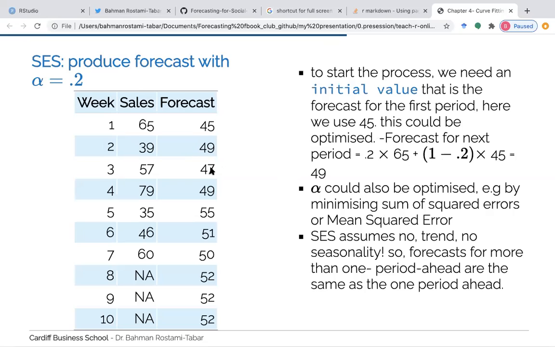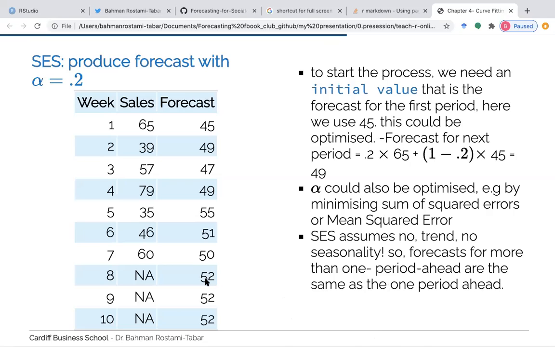And of course this is a recursive process. I can go on and continue doing this up to here, right? So here, the forecast for this period is alpha times 60 plus 1 minus alpha times 50, and I get 52. Now, as you can see, I have 3 periods to forecast: 8, 9, and 10.